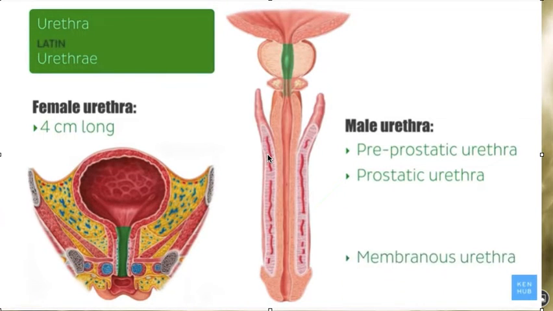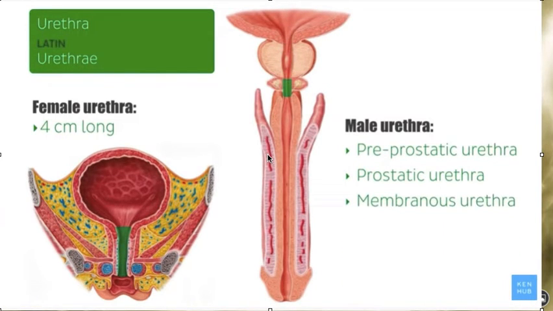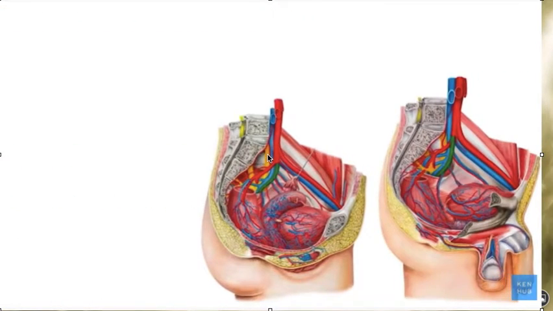The membranous urethra begins upon exiting the prostate, and it's about 1 to 1.5 centimetres long, and it is surrounded by the external urethral sphincter muscle. And here we have the spongy urethra, also referred to as the penile urethra. The spongy urethra is the final portion of the male urethra, and it's continuous with the membranous urethra. This part of the male urethra is the longest, about 15 centimetres, and contains the external urethral orifice.